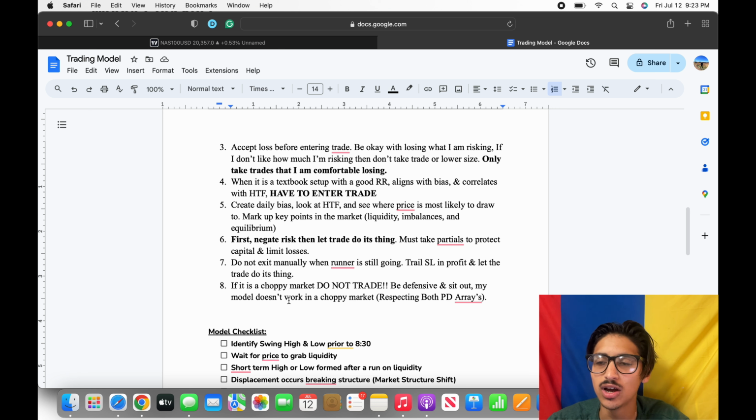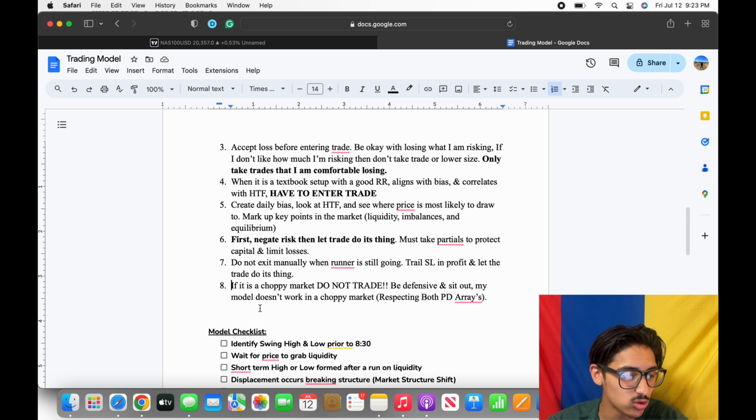Either way, I already secured 75 to 80% of my partials. So why am I tweaking? Why am I tripping? Just trail my stop loss and profit, and then have the runner run, let it go. Let it run to the ultimate take profit. Rule number 8, if it is a choppy market, do not trade.